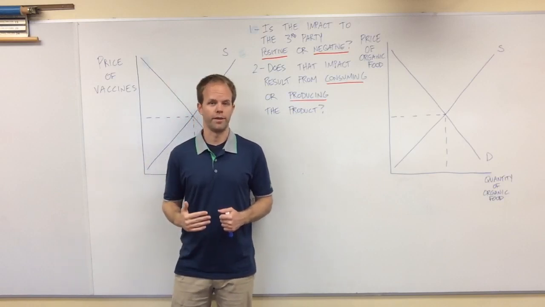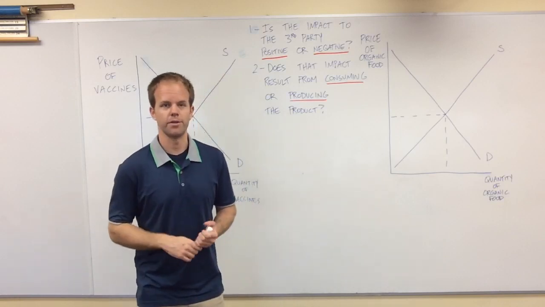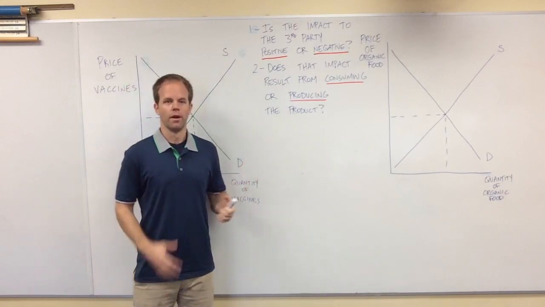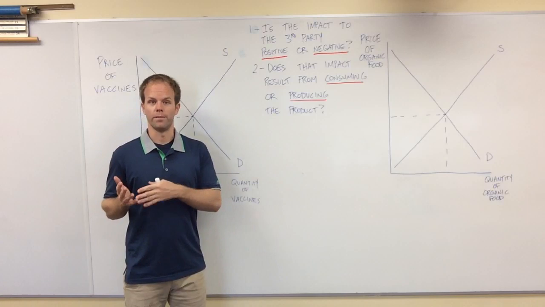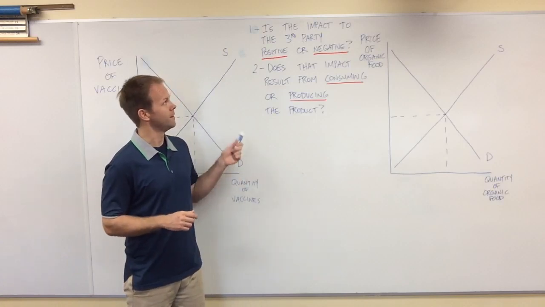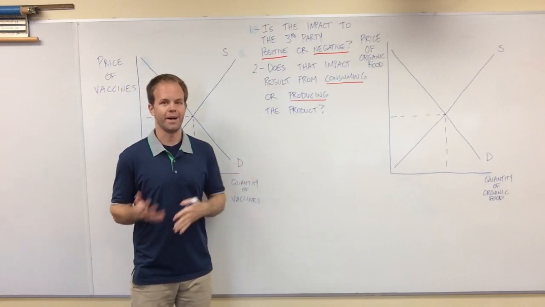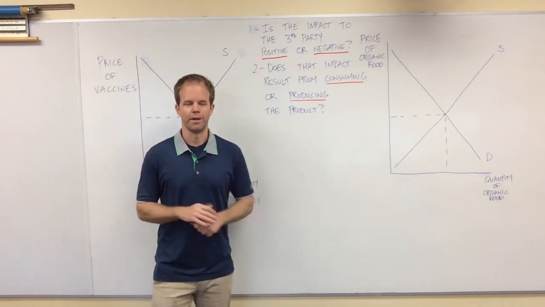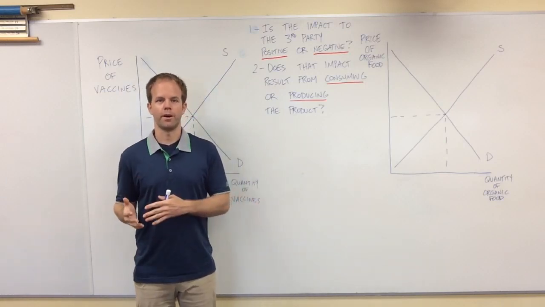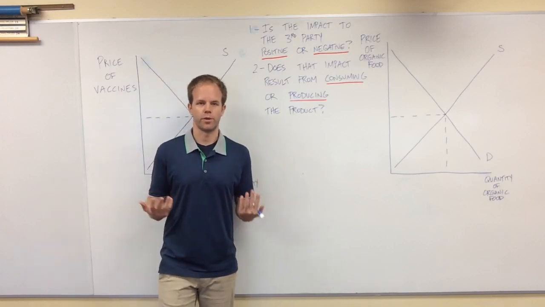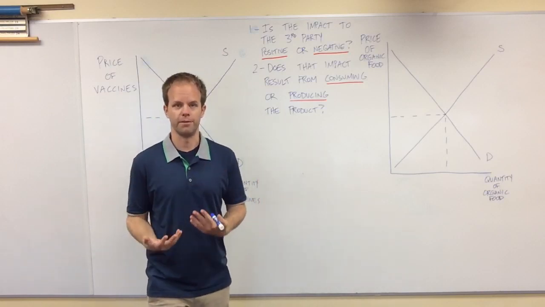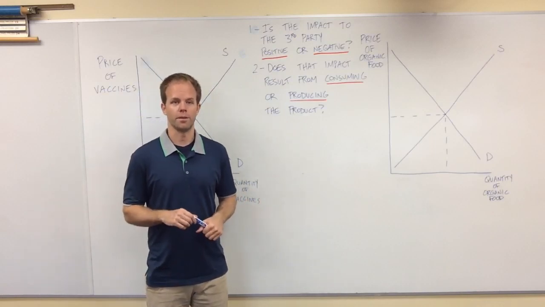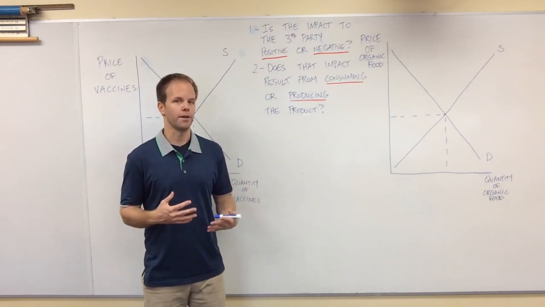So at least with the idea of positive externalities, the two questions that we started with in our last video have obviously already been answered for us. Is the impact to the third party positive or negative? Obviously, the benefit here is positive, right? So a third party, as a result of some sort of transaction, is going to be benefited from either the production of something or the consumption of something. Now, you might think that's a good thing.